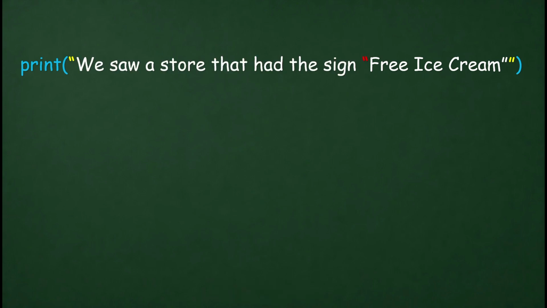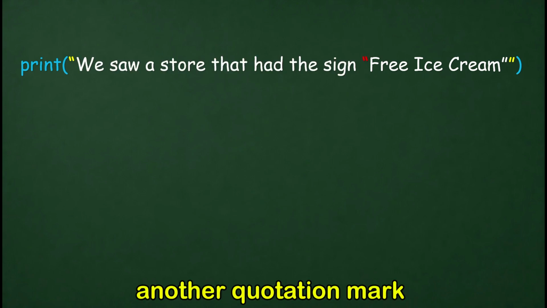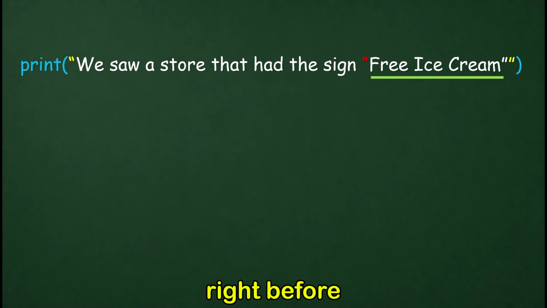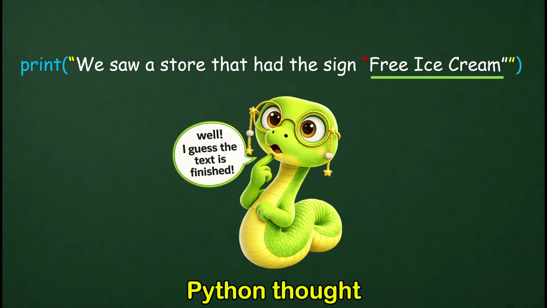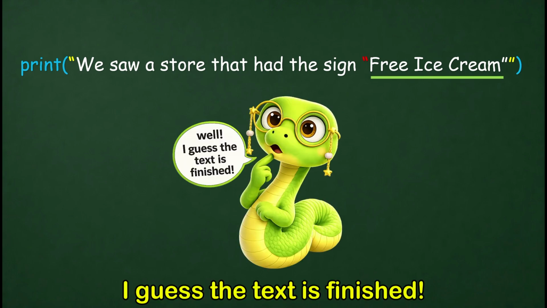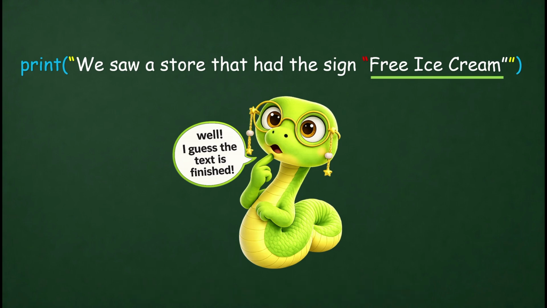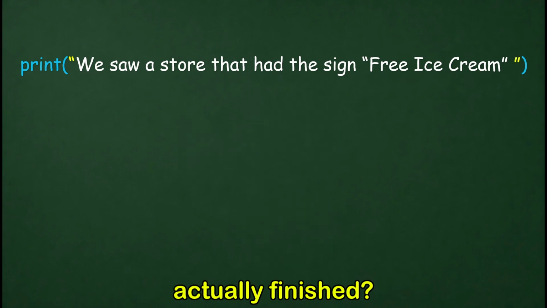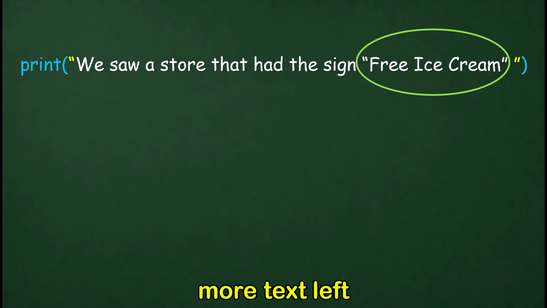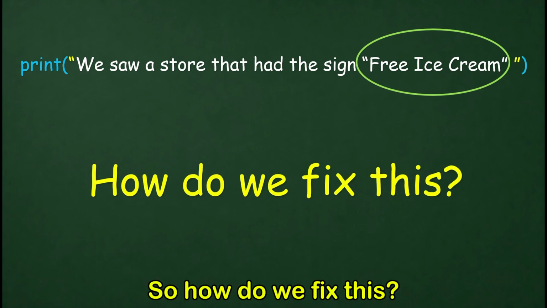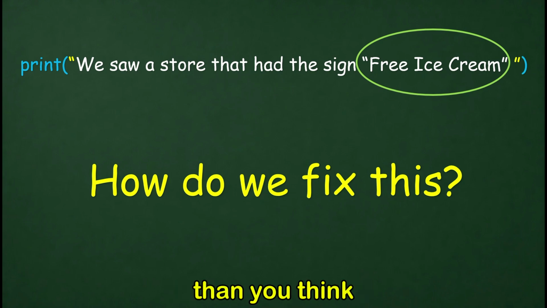But then Python saw another quotation mark right before "free ice cream." And Python got confused. Python thought, well, I guess the text is finished. But was the text actually finished? No, there was still more text left. So how do we fix this? It's actually easier than you think.